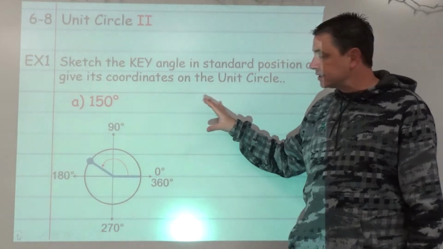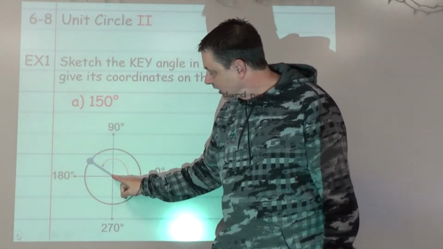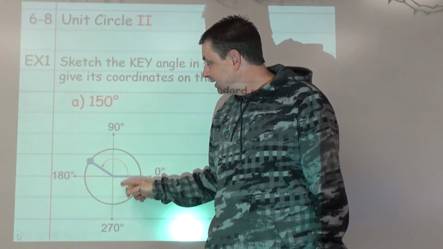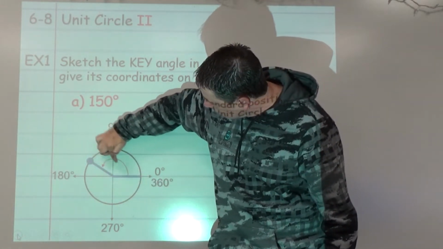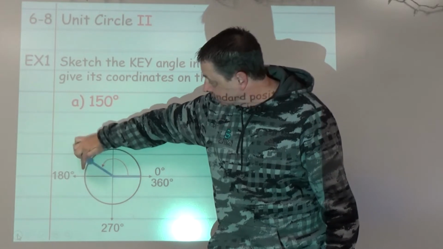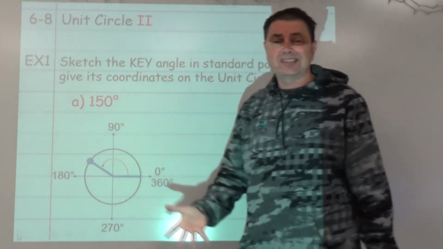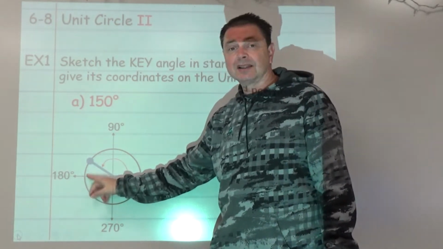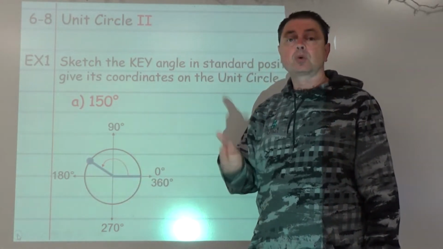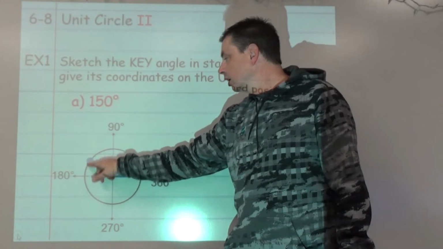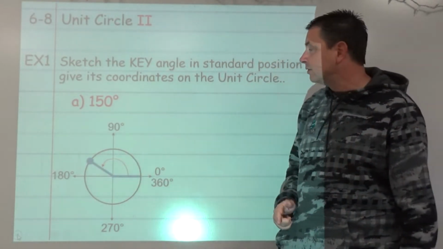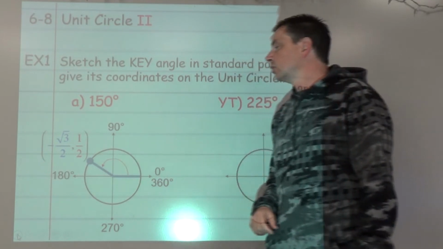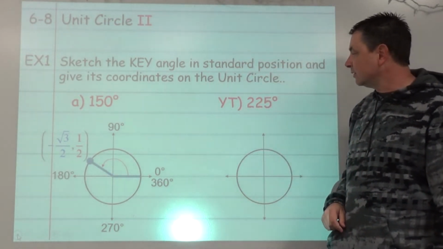And the coordinates for this one would be long going this way and short going up. And since this is 150 degrees, that means this is 30 degrees. So if we think 30, 60, 90 special right triangle, we're going to go long going left, so negative square root of 3 over 2, up, short one, 1/2. So those are our coordinates: negative square root of 3 over 2, comma 1/2.